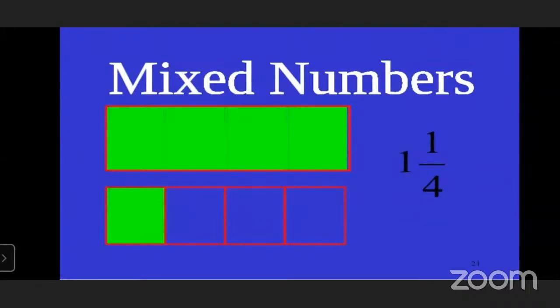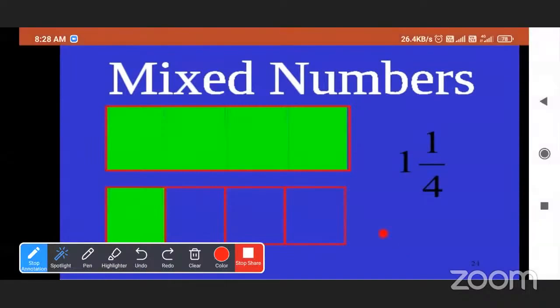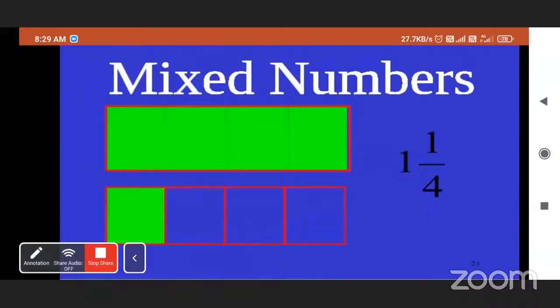So here they draw the fraction in this diagram. See here, this is the whole part. Okay, this is 1 and this is 1 upon 4. So these are mixed numbers or mixed fractions. So it is shown like this, 1 and 1 upon 4. Okay, now we will see the next.